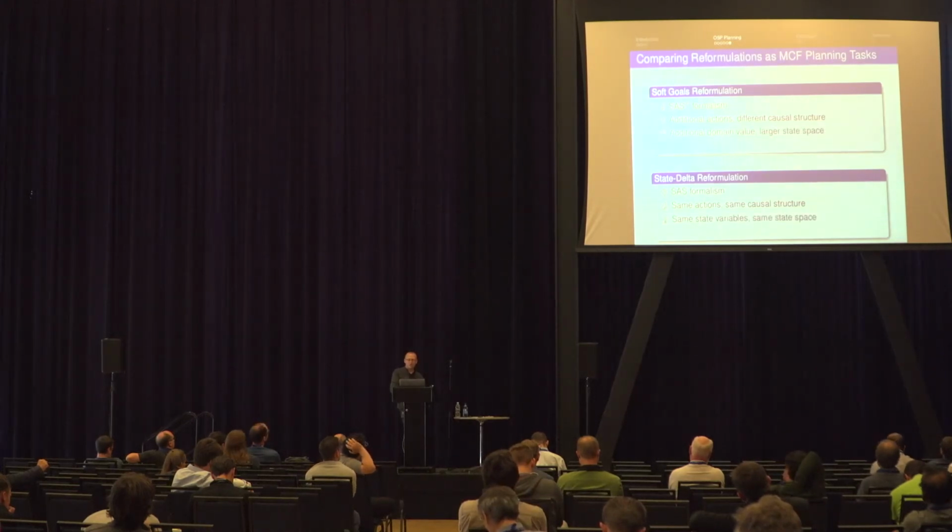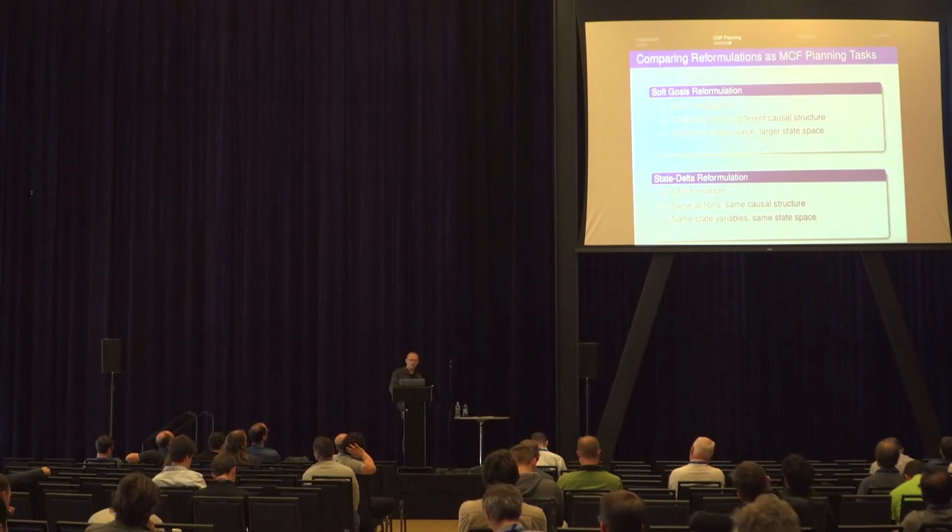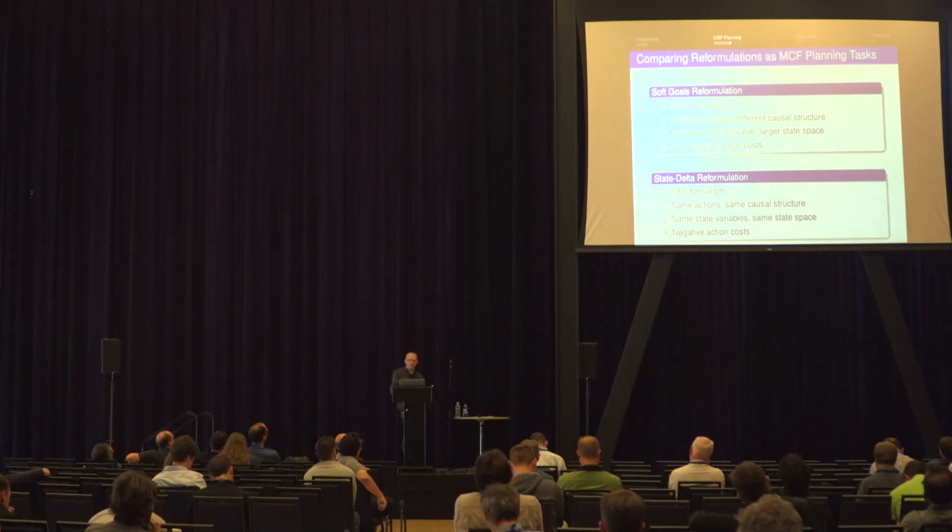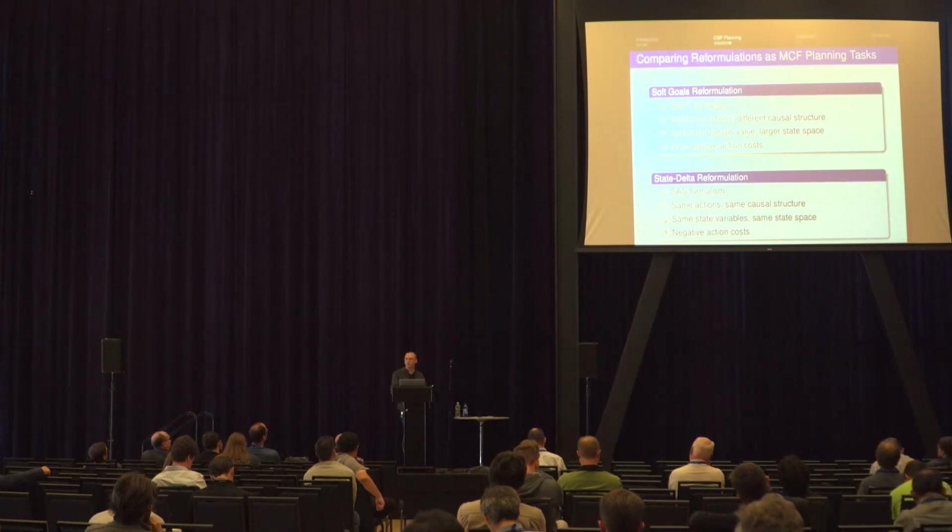And of course, for soft goal reformulation, that means that you have a larger state space, and for state delta, it's not. It's exactly the same state space. And the last point is that, while for state delta we need negative action cost, with soft goal reformulation we don't, so it's only non-negative. So when you need to apply your classical planning heuristic to one of those formalisms, there are trade-offs, obviously.